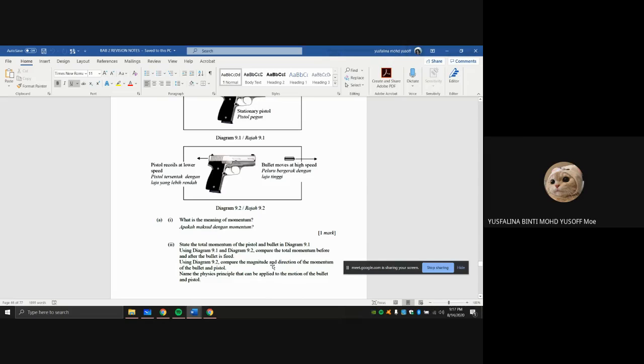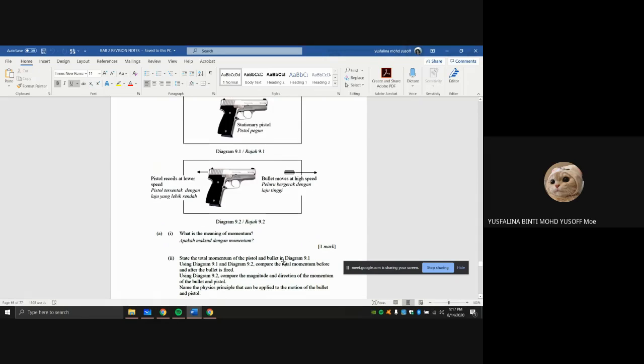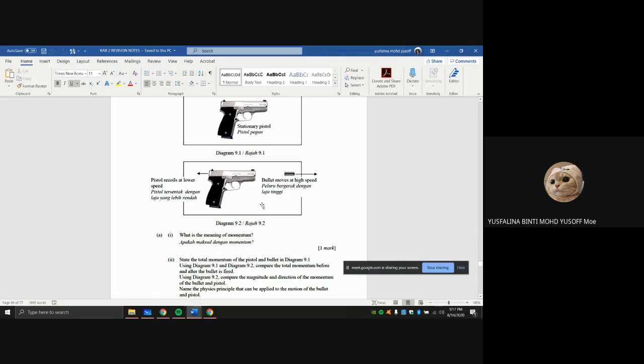For diagram 9.2, it asks you to compare the magnitude and the direction of the momentum of the bullet and pistol. Using diagram 9.2, the direction will be opposite, because the bullet moves to the right and the pistol recoils to the left. So the direction of the momentum is opposite. But the magnitude of the momentum of the bullet and the pistol is the same.